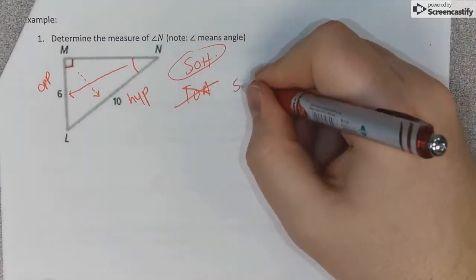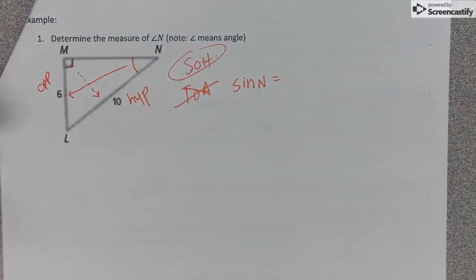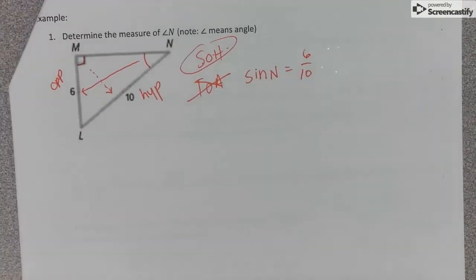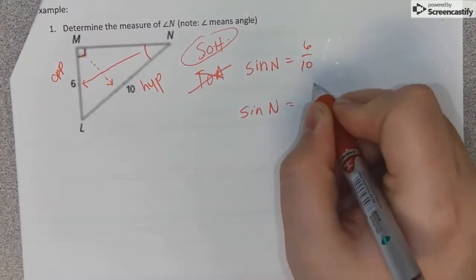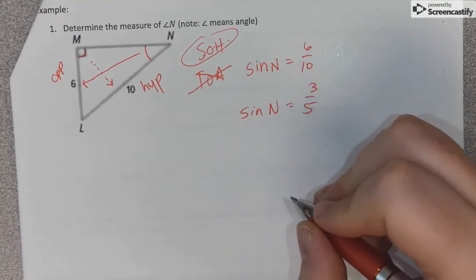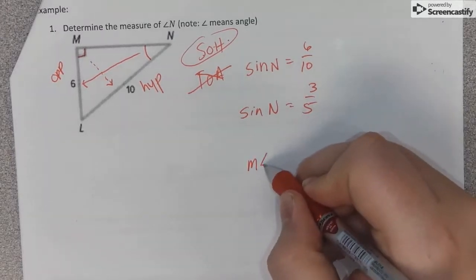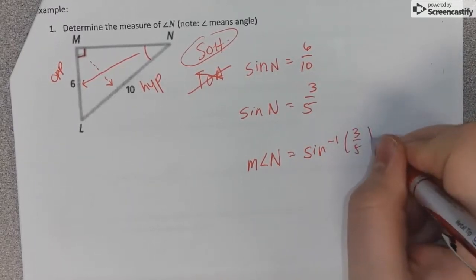So we're going to use sine of n equals 6/10. And then we could simplify this as sine n equals 3/5, but you don't have to do that step. So if we want to figure out what the measure of angle n is, we go back to that inverse trig ratio. I'm given sine, so if I want to find the measure of angle n, it's going to be sine inverse of 3/5.